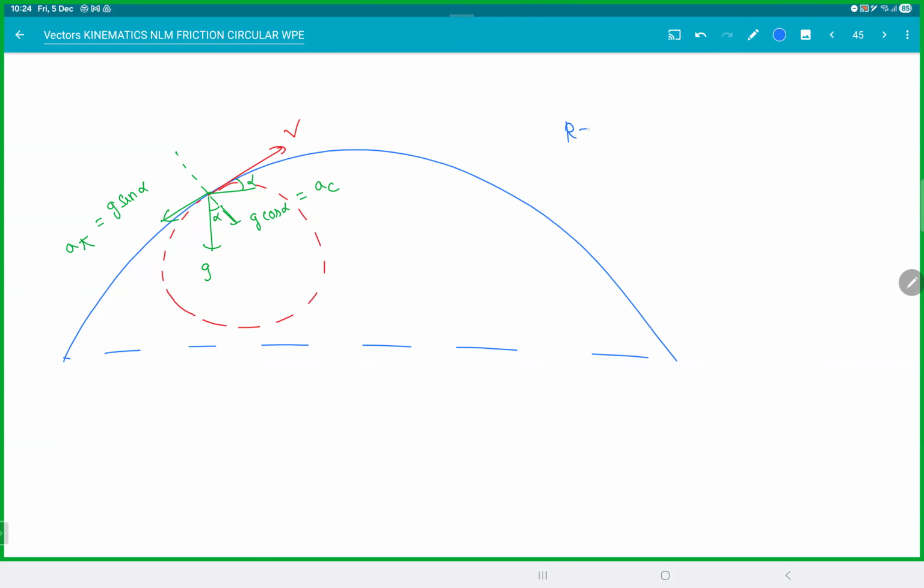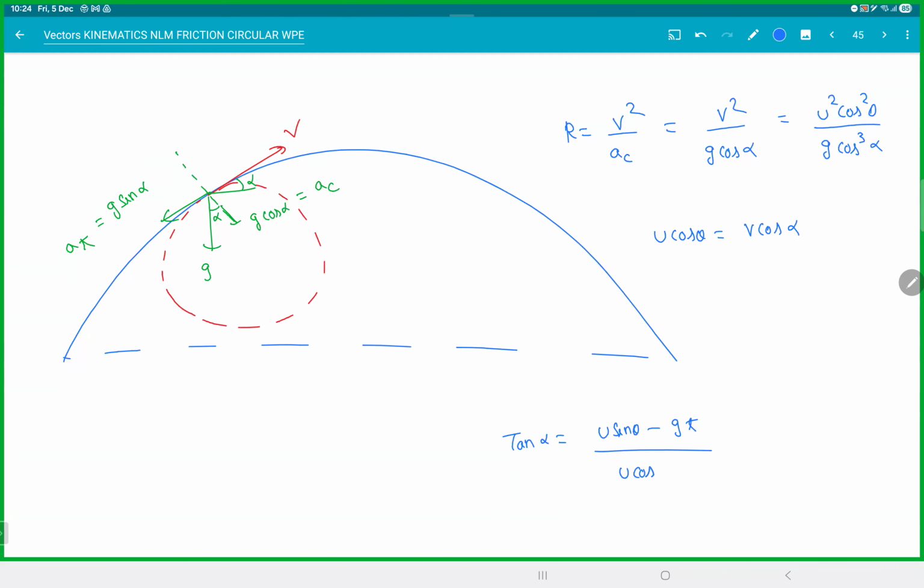And what is radius of curvature? V square by a centripetal, which is v square by g cos alpha. And we also know in the horizontal direction, u cos theta is equal to v cos alpha. So if you substitute here, you end up with u square cos square theta by g cos cube alpha. This is also a question in JEE Mains. R is proportional to 1 by cos power what? It's cos cube alpha. And you want to find alpha as a function of time t, that also we saw: tan alpha is u sine theta minus gt by u cos theta. Clear with this? At the highest point, radius of curvature will be minimum.